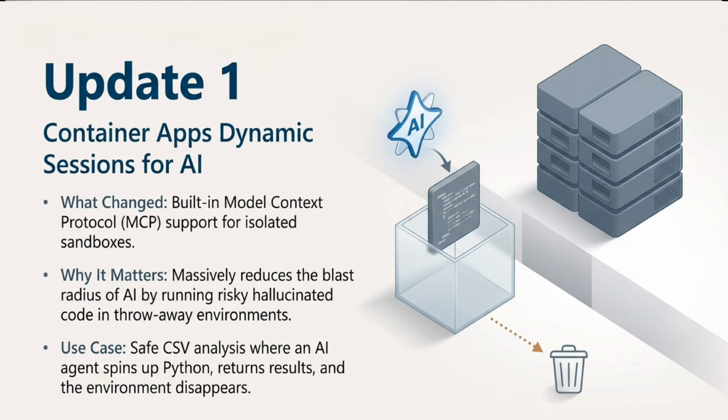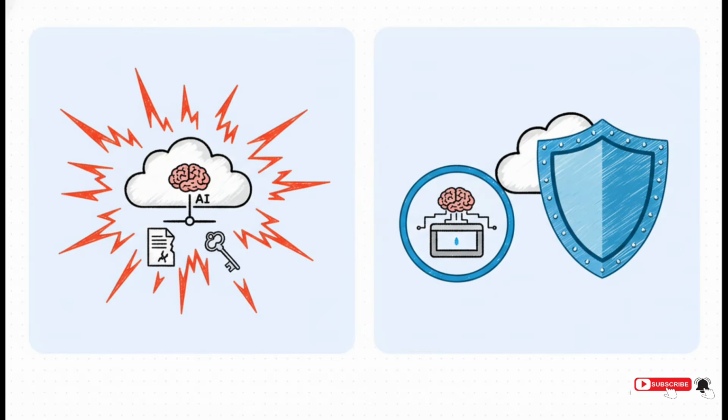Basically, this gives an AI agent a direct, standard way to say, hey, I need a safe place to run some code. Spin up one of these secure sandboxes, do its thing, and then have the whole environment just disappear. It's all automatic.